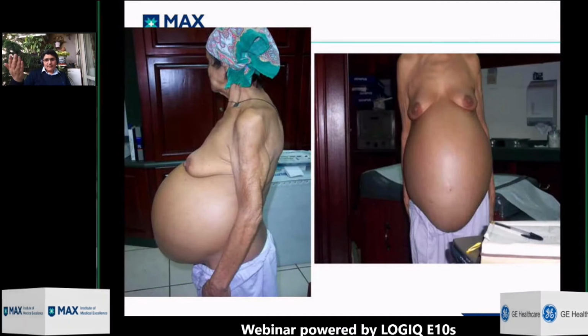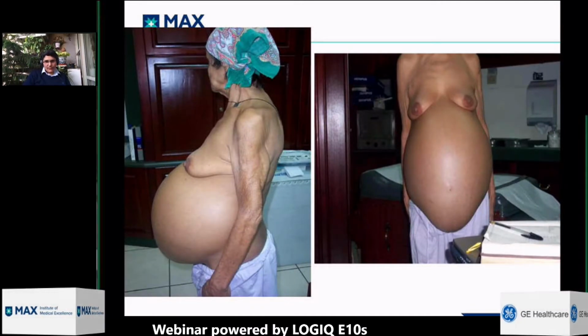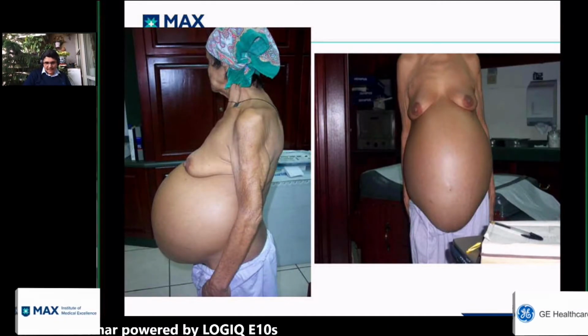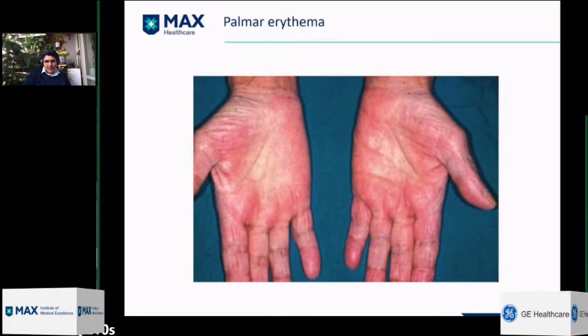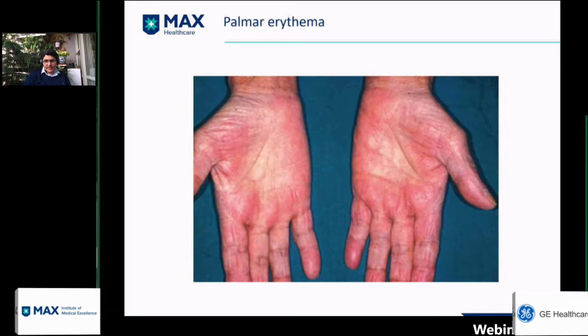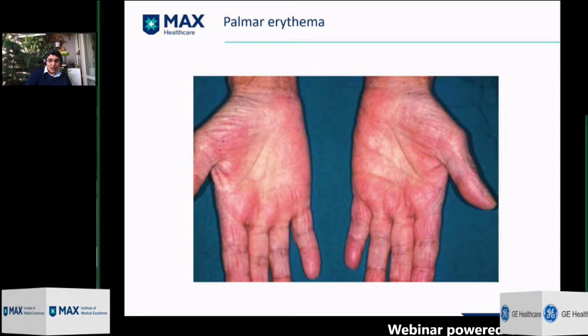So these are just some pictures. I know most of you have seen these pictures, of this woman with large ascites and this gentleman with palmar erythema on the hands, which is something more common in patients with alcohol-related cirrhosis.